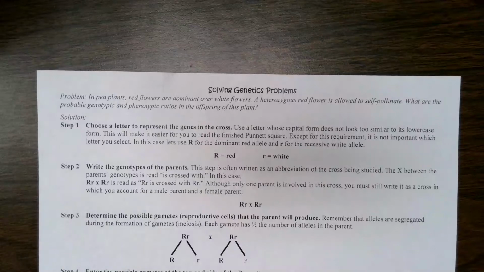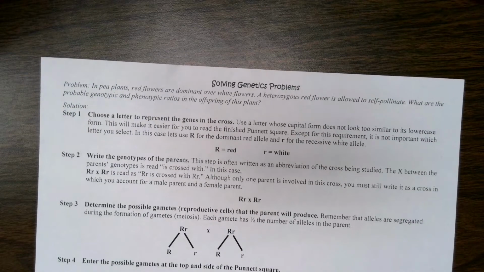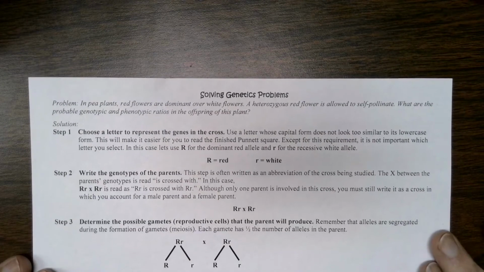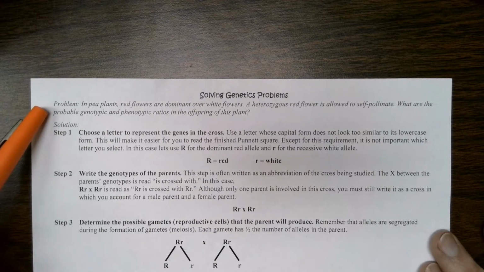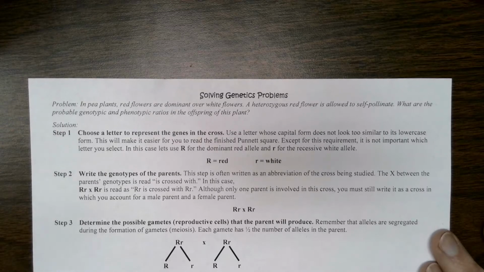Okay, so this sheet is part of your notes. This is going to walk you through how to work a Punnett square problem, or a genetics problem using Punnett squares. So you've got a problem at the top, and it says in pea plants, red flowers are dominant over white flowers. You've got a heterozygous red flower, and it's allowed to self-pollinate. So that just means that pollen from the plant is going to move on itself, okay, to the egg cell.